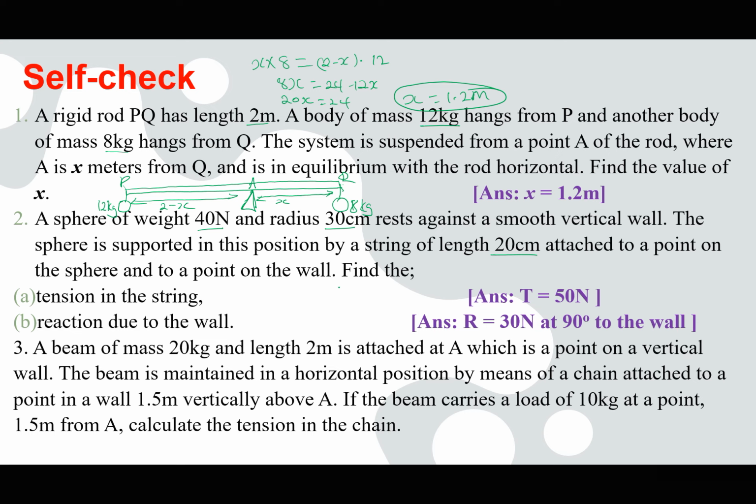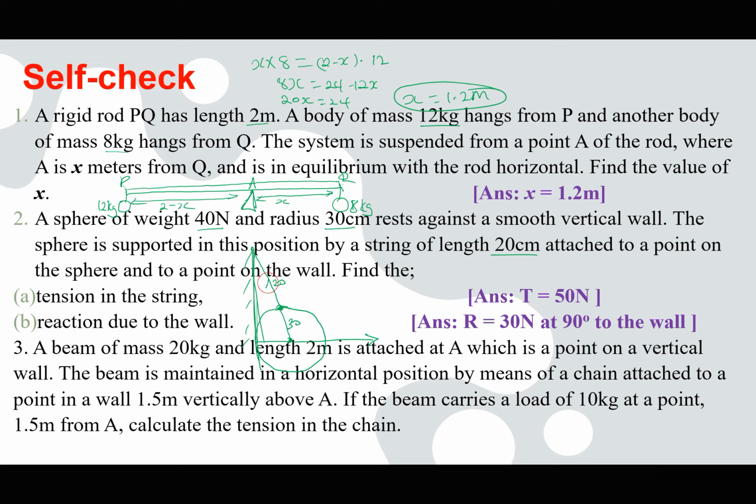Okay, I will still give a hint here, but I don't have enough space, so I'll just draw in this text. So let this be the wall, and a sphere is resting against the wall. So I will draw a sphere here, and it is supported by a string. The radius is 30 centimeters. The length of the string is 20. So this is 20 plus the radius, which is 30, up to the center. Then I'll draw a horizontal line through this.